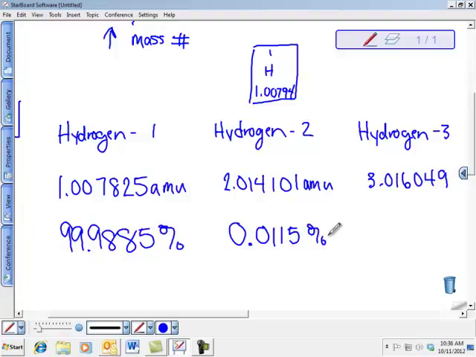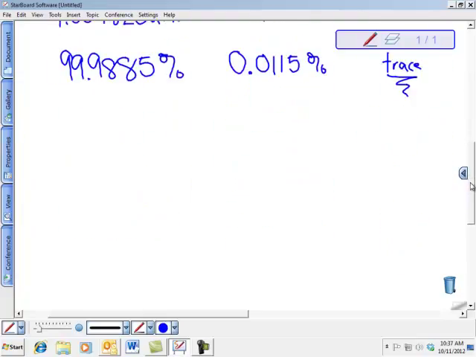And then hydrogen 3, I'm looking at a reference table here. It is so low that they call it a trace. In other words, it's almost negligible. Do you know what that word means? Negligible? Ignorable. You can ignore it, yeah. So really the two most common isotopes are hydrogen 2 and hydrogen 1. Now, you want to see how we get that average atomic mass? Because there's a formula. And here's what it looks like.